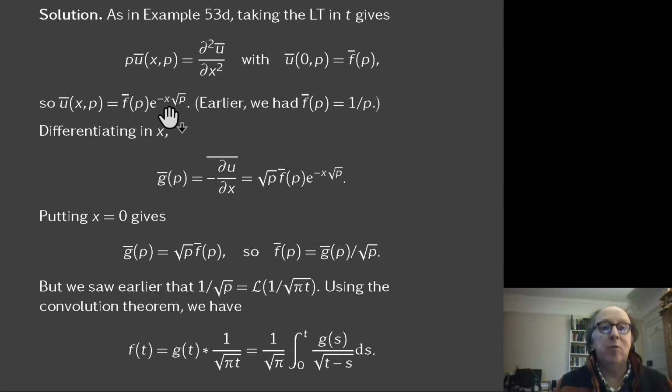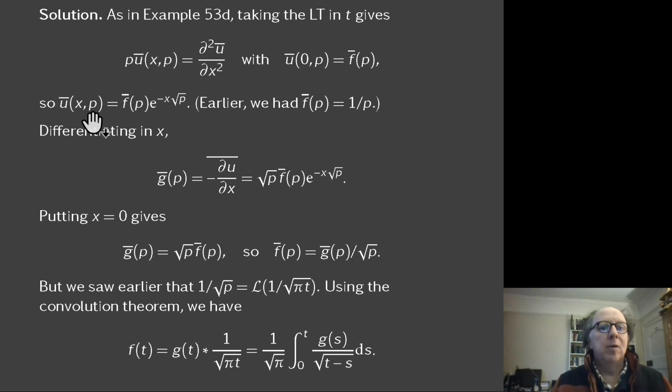And it's a really nice mathematical problem too. Here's how you solve it. We take the Laplace transform in time as before, so u bar is the integral of u of x and t e to the minus pt dt. So x and t become x and p as the variables. P is really a parameter. And we have p u bar minus a 0 term, so that p u bar is d2u bar by dx squared, with u bar of 0 and p the transform of the boundary data, f bar of p, and earlier on we had f bar equal to 1 over p, which is the transform of 1.